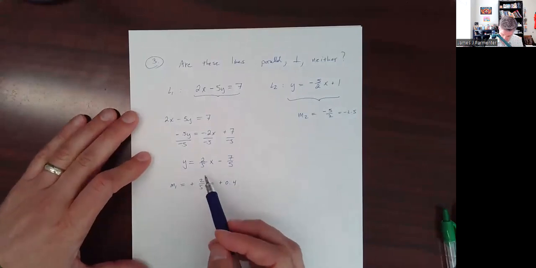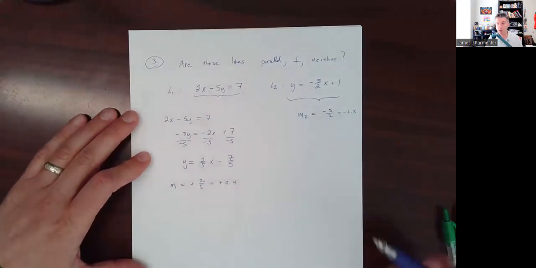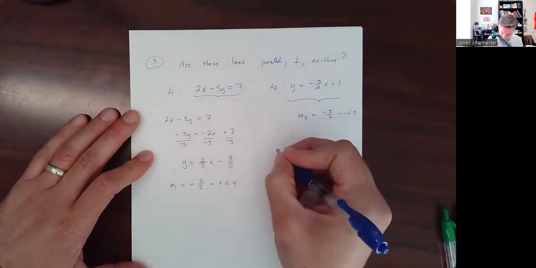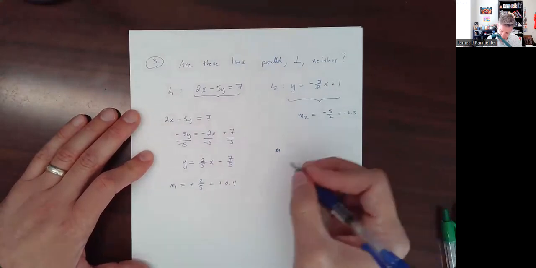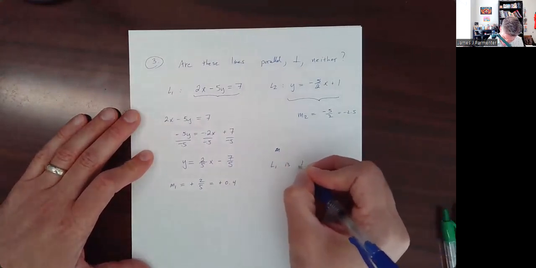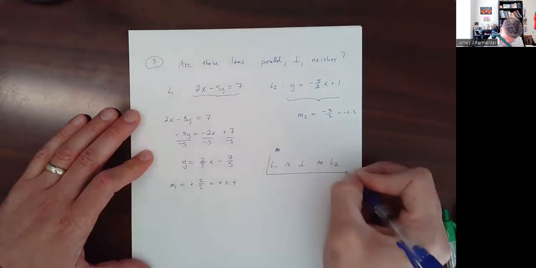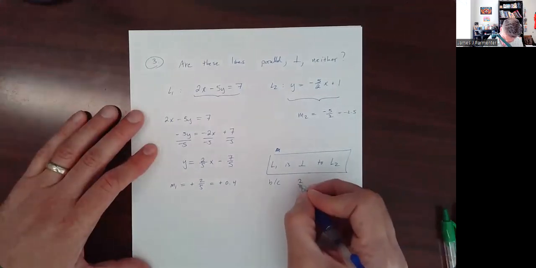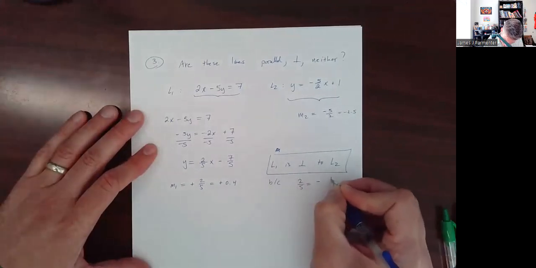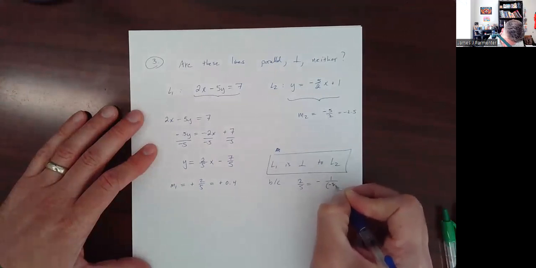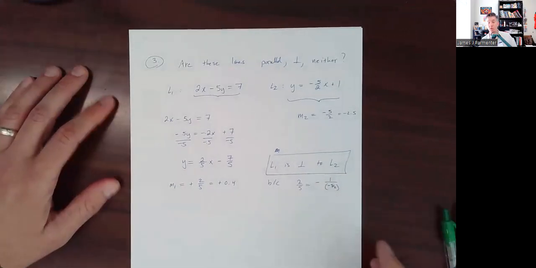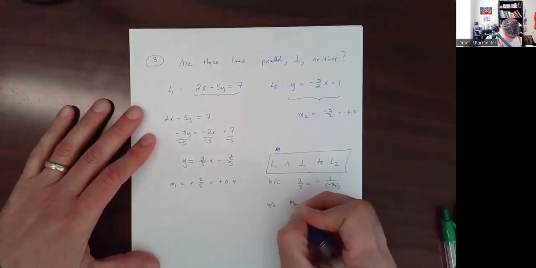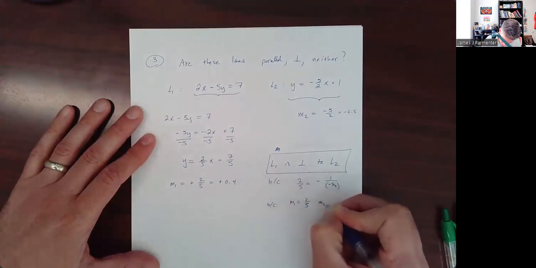So here you can observe that 2/5 and negative 5 halves have opposite signs and are reciprocals. So we can say, or I really should say, not that m1 is perpendicular to m2, but that L1 is perpendicular to L2, because 2/5 is the negative reciprocal of negative 5 halves. I don't love writing it that way. You can write it that way if you want, or you can just say because m1 is 2/5 and m2 is negative 5 halves.